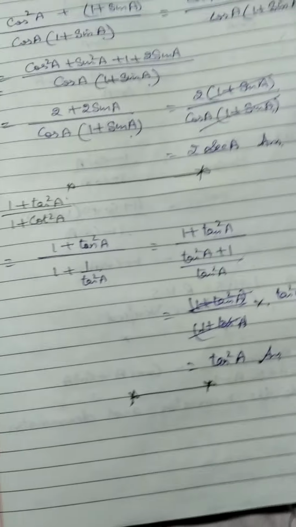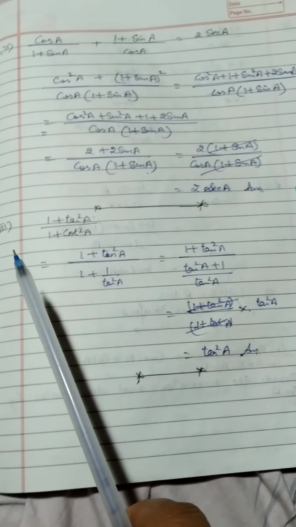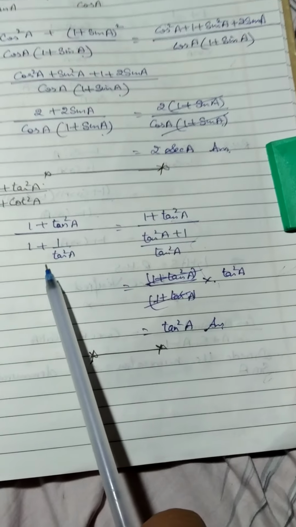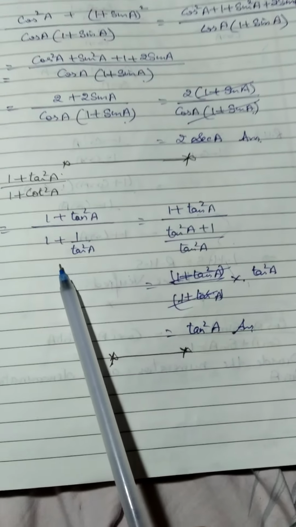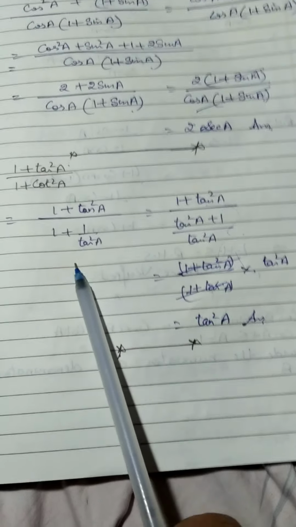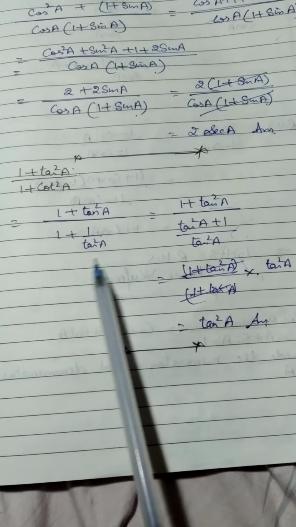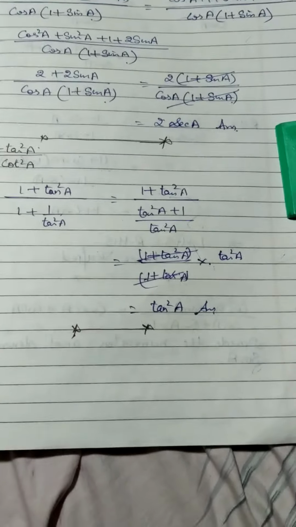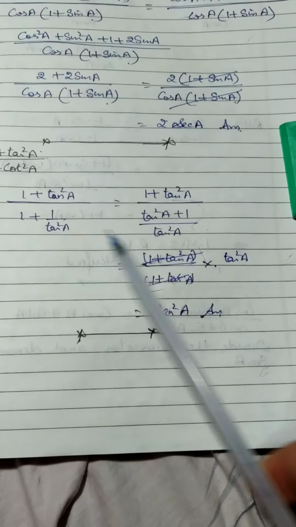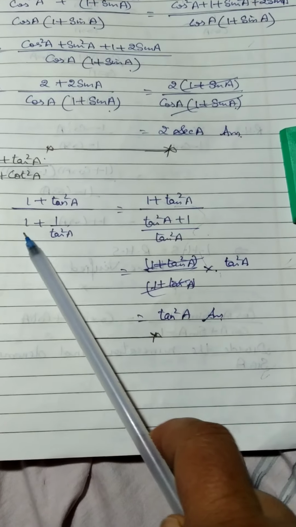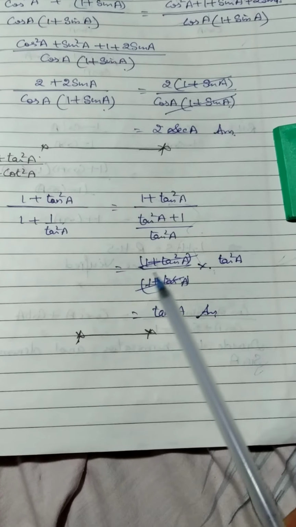Then the next part of this question is the fifth question, third part. It is (1 plus tan square a) upon (1 plus cot square a). We will convert this into (1 plus tan square a) upon (1 plus 1 upon tan square a), because cot is the reciprocal of tan. Then it becomes 1 plus tan square a upon, in the denominator, tan square a is the LCM, and here we get (tan square a plus 1) upon tan square a.